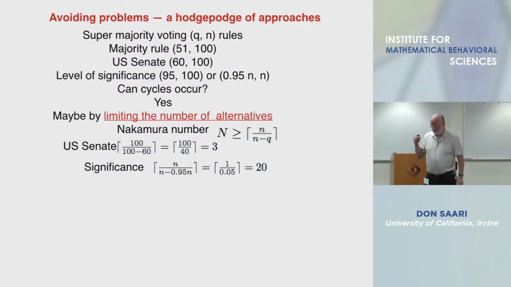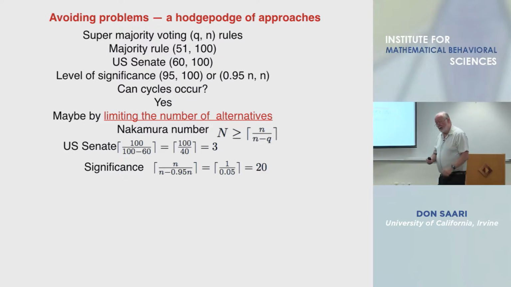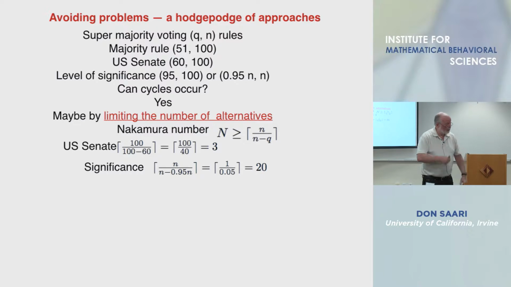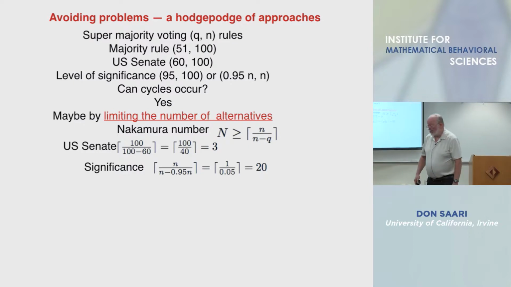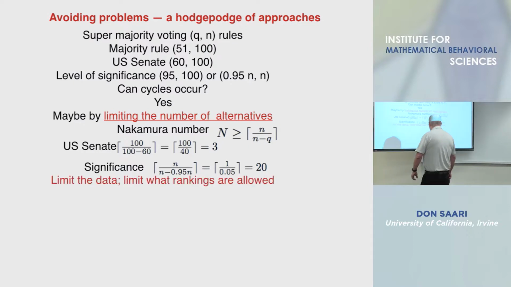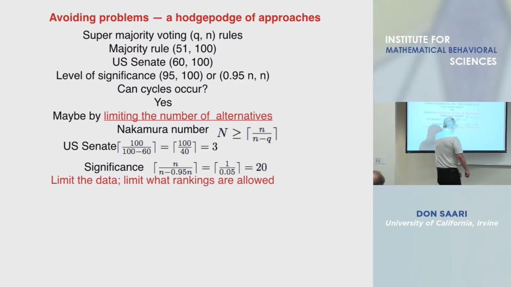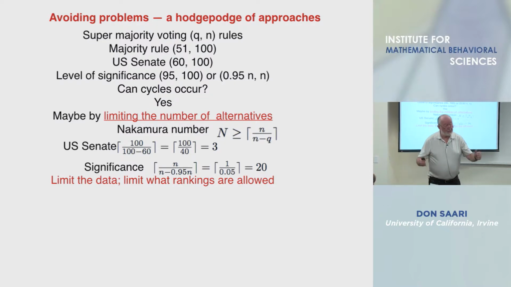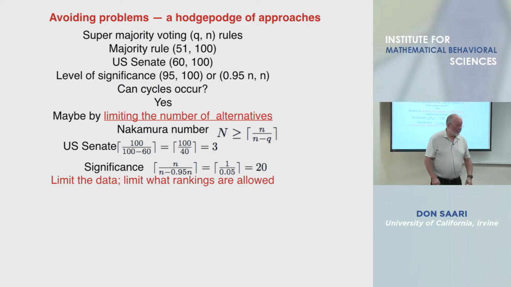But even if you don't have a cycle, the trouble is that it places in question whether you're getting the right outcomes. Because what can cause a cycle, maybe it can hurt the interpretations of the data or of the outcomes. Okay, so this is one approach: limit the number of alternatives. Here's a second approach. Let's limit the kind of data we can have.